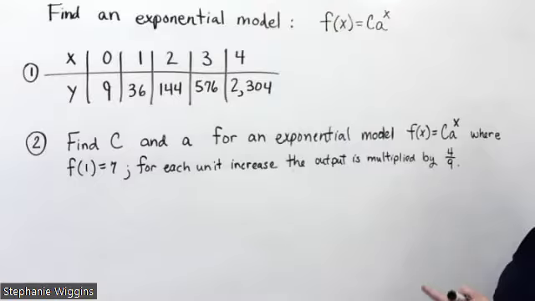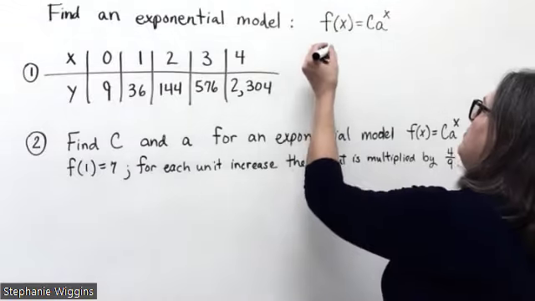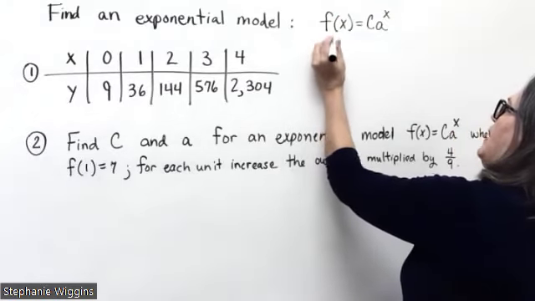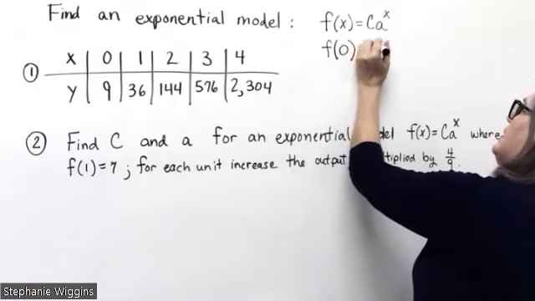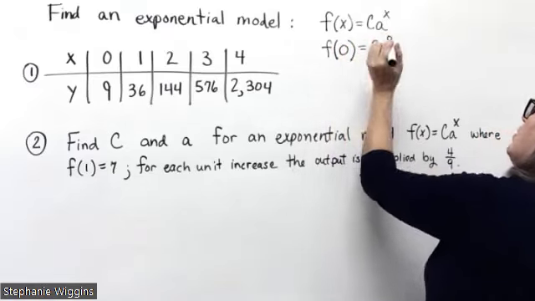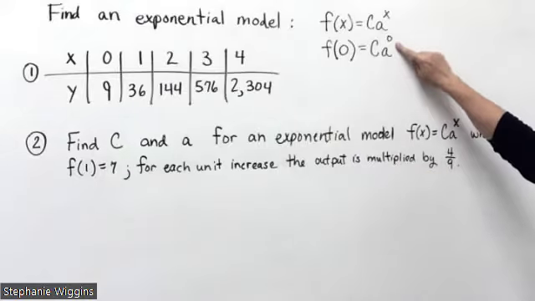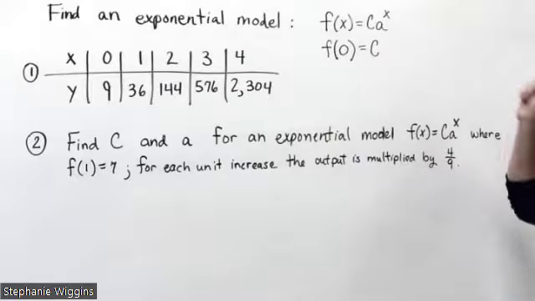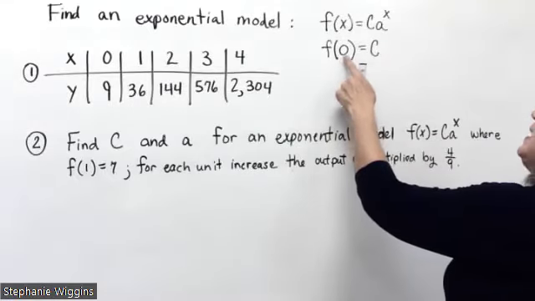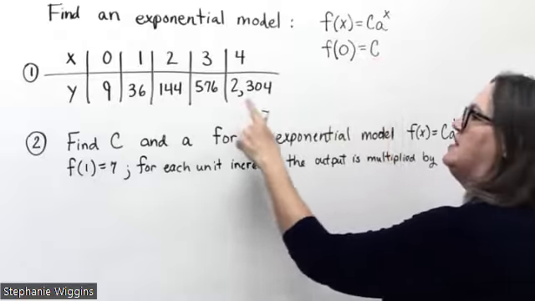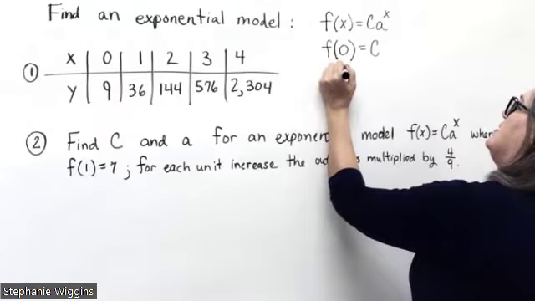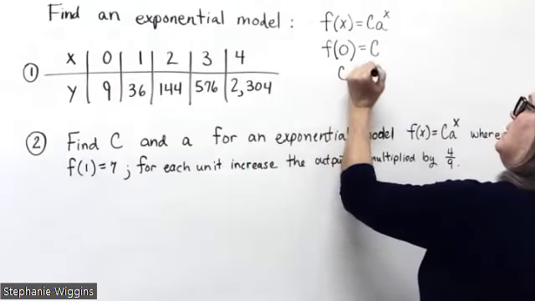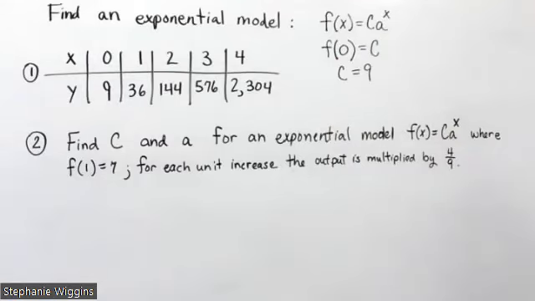And c is always going to equal the function value when x is 0. So I'm plugging in a 0, and that's going to give me c times a to the 0. But a to the 0 is just 1, so I don't really have to write that, because c times 1 is just c. So plugging in 0 gives me c, but the table shows me plugging in 0 gives me 9. So that means that c must equal 9. Now I just need to find a.